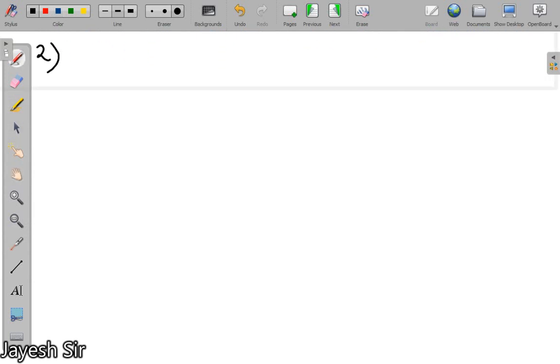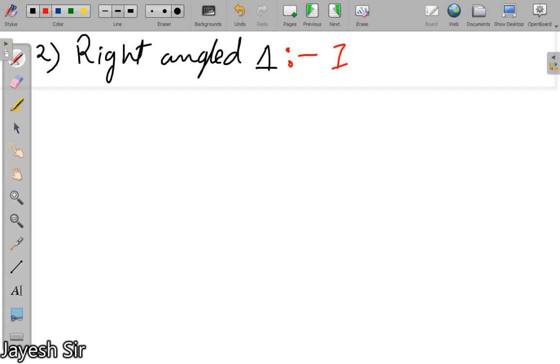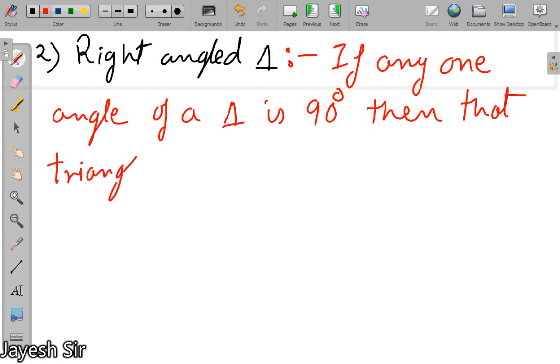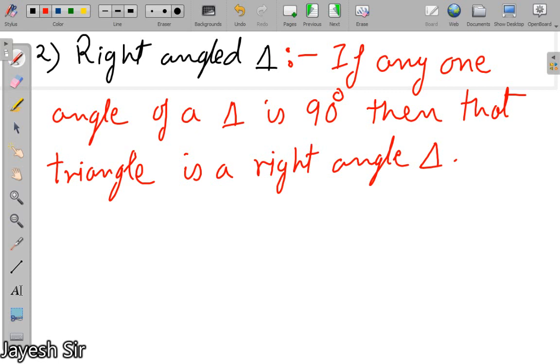Next is right angle triangle. We have talked about what a right angle is. So what will be the right angle triangle? A right angle is a 90 degree angle. So a right angle triangle will be if any one angle of a triangle is 90 degree, or you can say right angle, then that triangle is a right angled triangle. You can also draw the diagram for this. This angle here is 90 degree. Name it A, B, C.